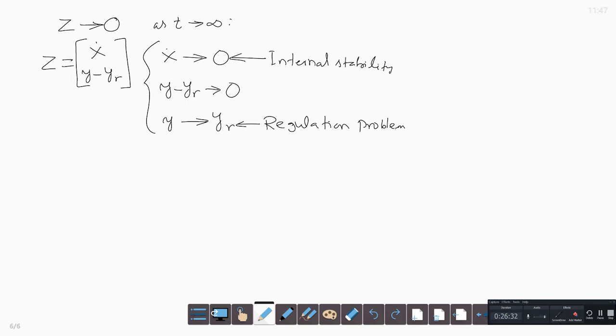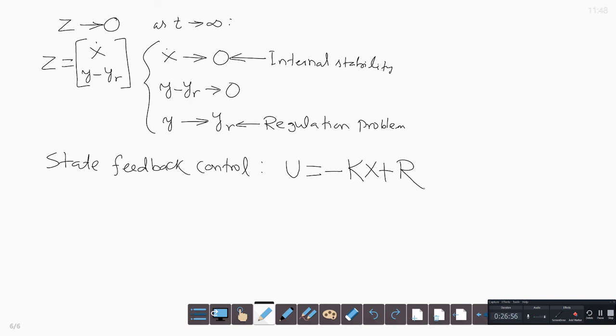As we have discussed for the state feedback control method, what is the state feedback control law we have derived? The input u is obtained as minus Kx plus r. R is the reference, x is the state vector, u is the input vector, and K is the control gain matrix, which has dimension m cross n. So, this is the control law.